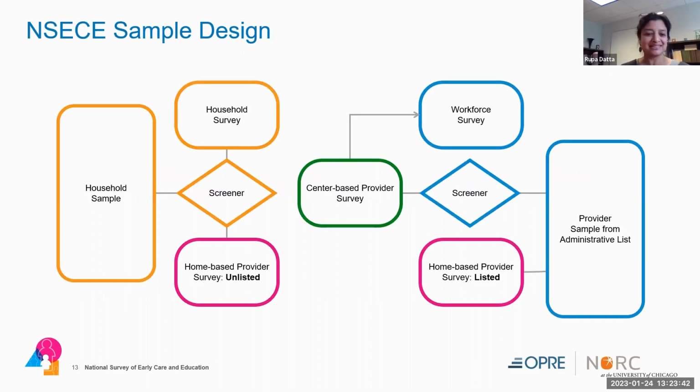You may have seen this diagram previously. It just shows our samples and the different surveys that are part of the NSECE. The point for today is that any of these data files can be linked using geographic identifiers. We're going to talk about the household survey today, but the household survey, the workforce survey, the home-based survey, the center-based survey, all of them are eligible for linked analyses.